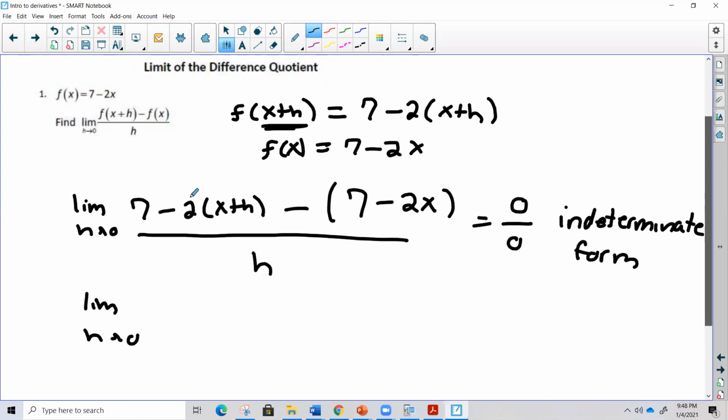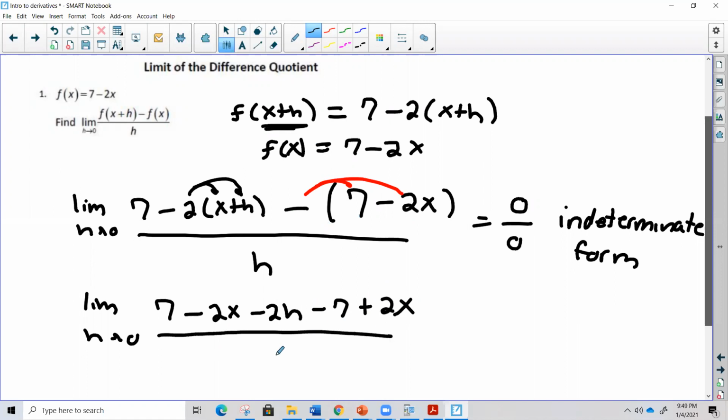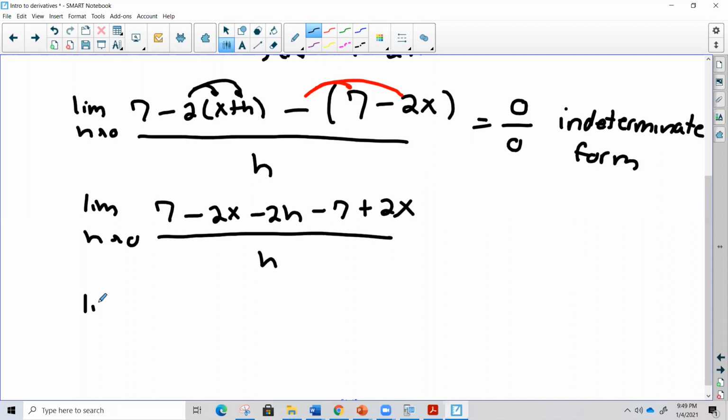So what I'm going to do is distribute the 2. So I have 7 minus 2x minus 2h. And I'm also going to distribute this negative sign. So then I have minus 7 and then minus a negative, which is plus 2x, all over h. Then I'm going to simplify this again. Same rule as limits: every time I have to write this limit until I plug it in.